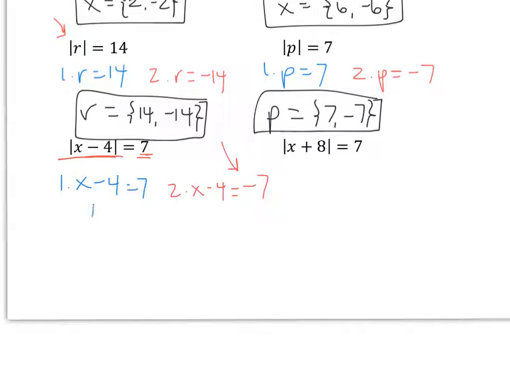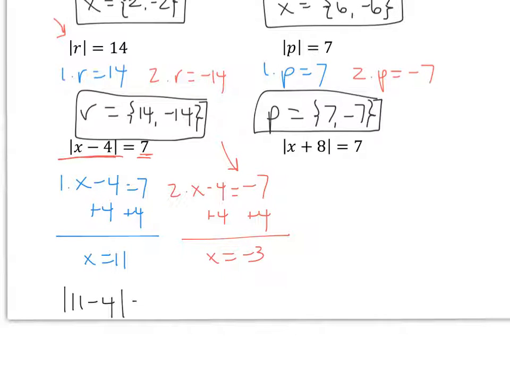So let's solve both equations. I'll add 4, and I get x equals 11 for my first answer. And then over here, if I add 4, -7 plus 4 is -3. So let's double check our answers and plug them both back in. Oops, I plugged that in wrong. Let me fix that. So here, in the absolute value, I plug in 11 for x. 11 minus 4, the absolute value of that had better equal 7, and it does because 11 minus 4 is 7. So that one works out.